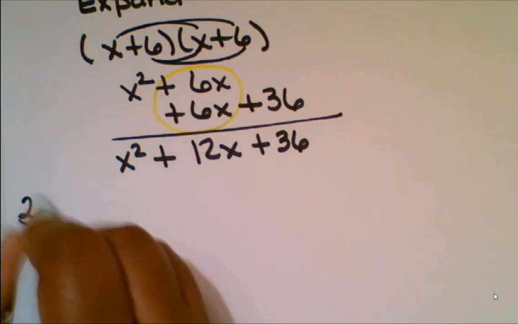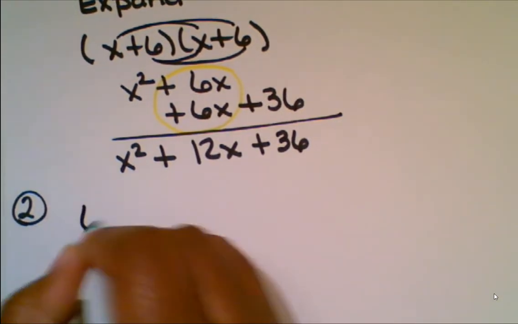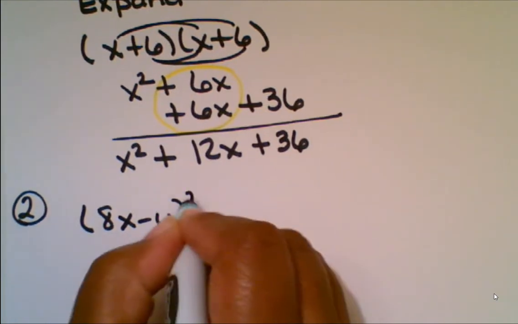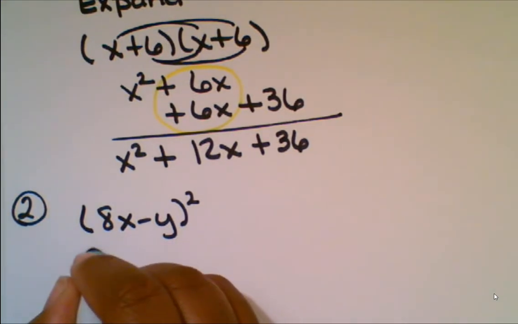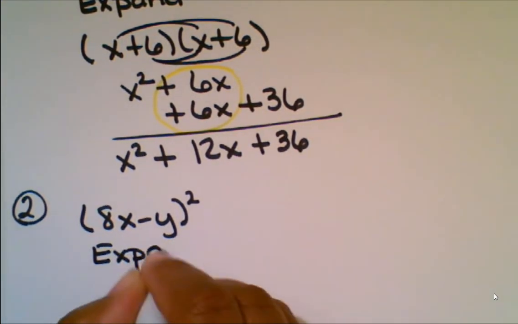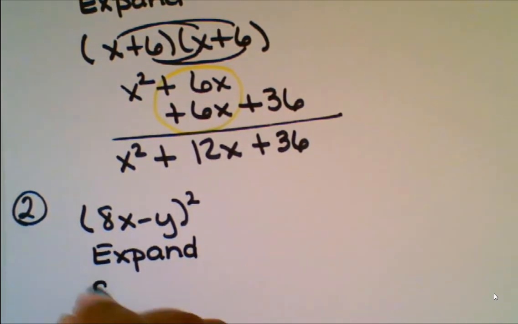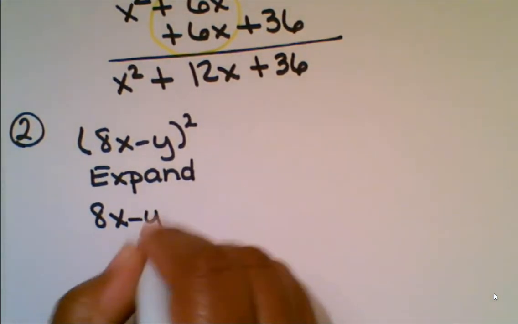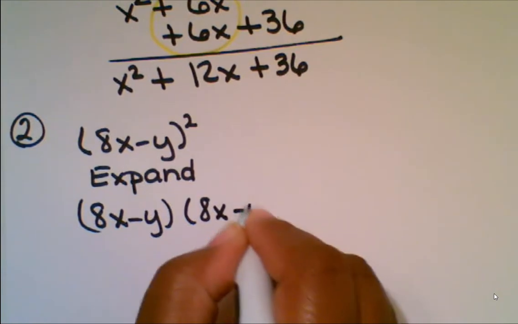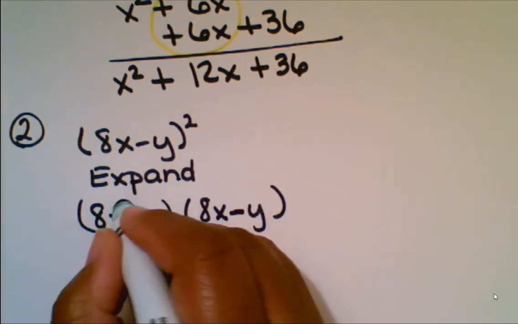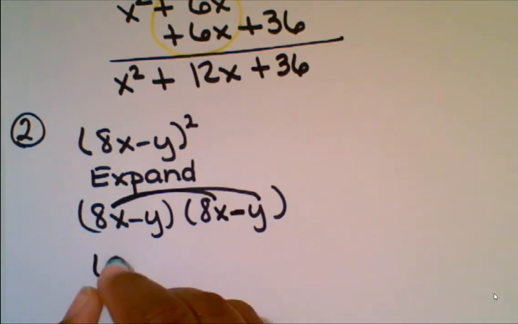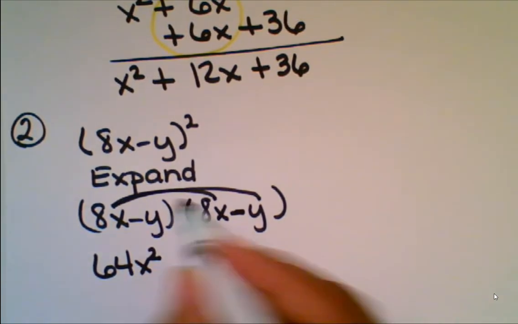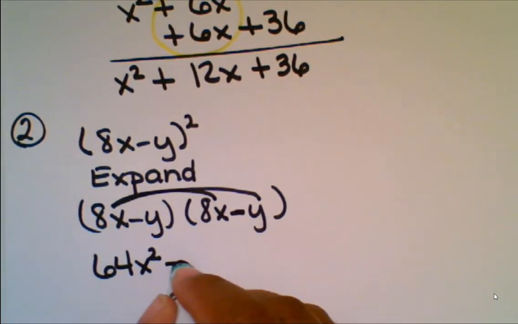Number 2, let's do another one. We have here 8x minus y squared. And this is where we're going to take the binomial 8x minus y and we're going to expand it, meaning we're going to write 8x minus y twice. And then we FOIL. Take the 8x and distribute twice. So 8x times 8x, we have 64x squared. 8x times negative y, we have negative 8xy.